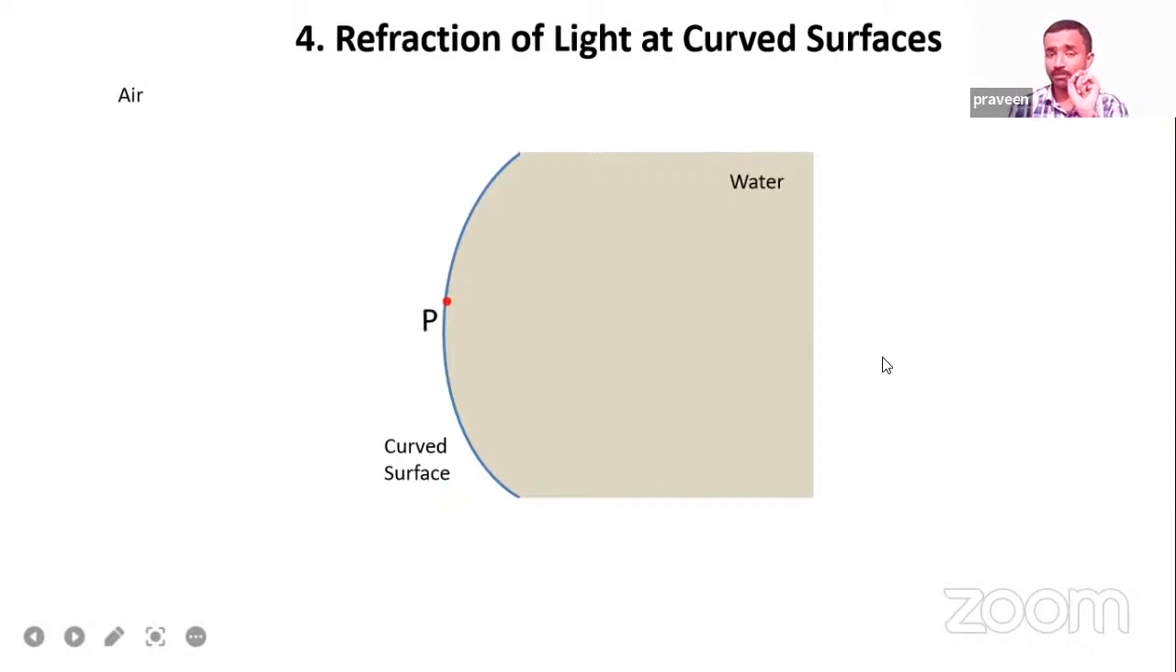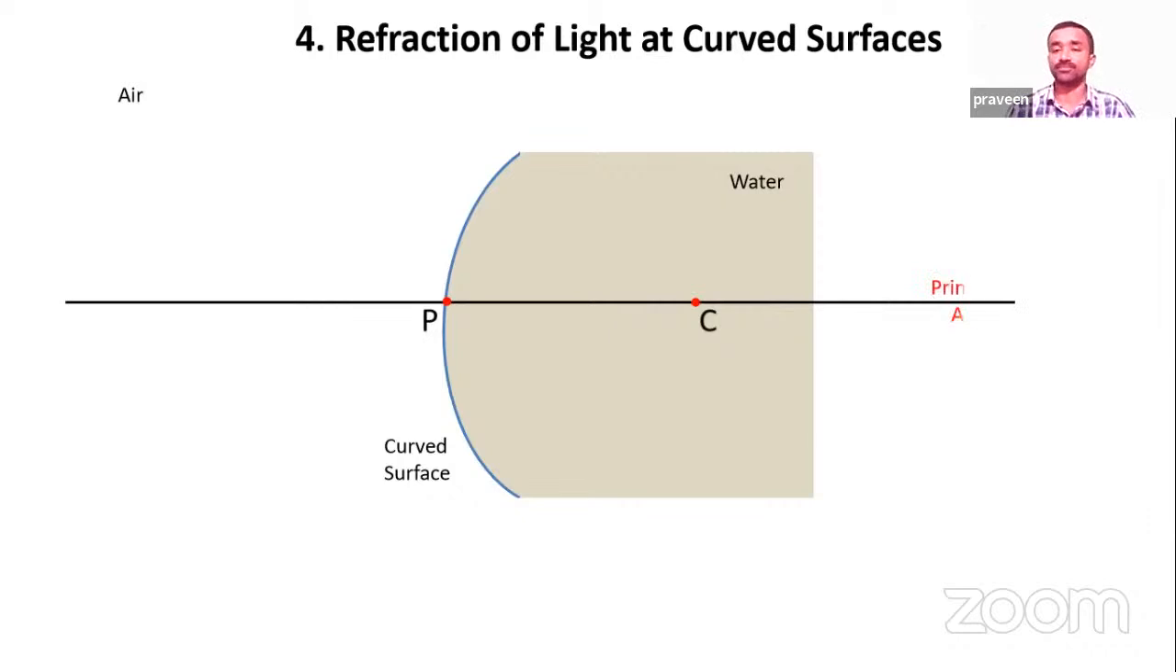So remember that. Then the point identified on the curved surface, the red spot, is given as the midpoint of the curvature, called the pole. Then the center of curvature is identified as C. Next, the line joining the pole and the center of curvature is called the principal axis. Then consider a light ray propagating along the principal axis. What happens to this light ray after refraction, on changing the medium?